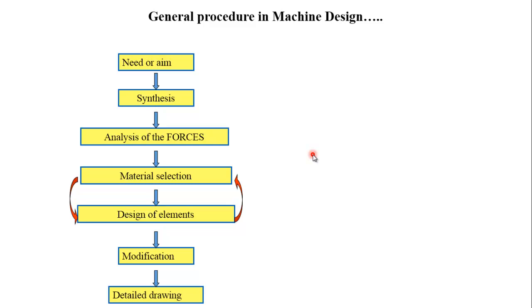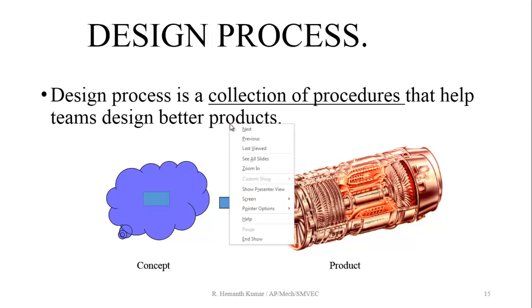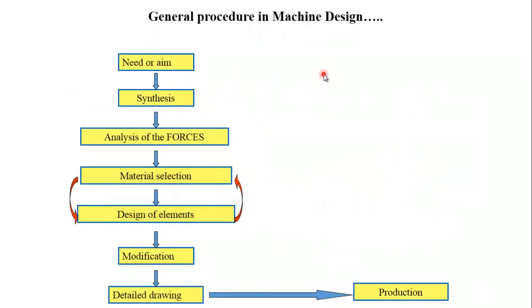Then material selection has to be done. Then only we can design the elements. After collecting this information, then only we can design. Then we can identify whether it is okay or not. Then we can perform some modifications, and then finalize the product. Then we can draw the detailed drawing, that is nothing but the machine drawing, the final output. Then that drawing can be sent to the production line where they can produce that particular component. This is the complete design process that takes place in a machine design procedure.